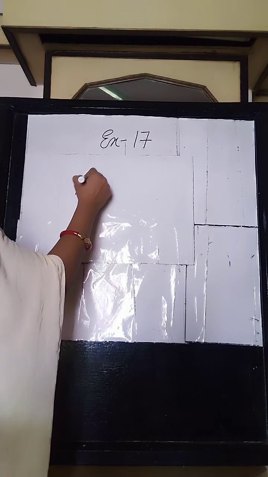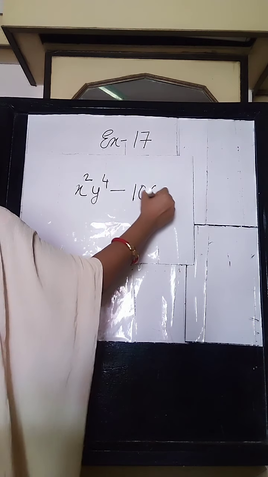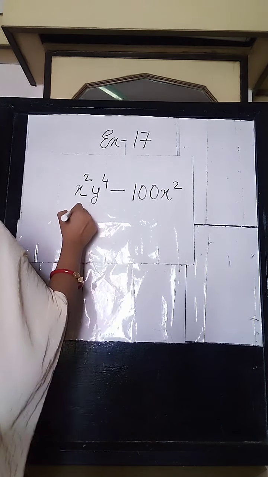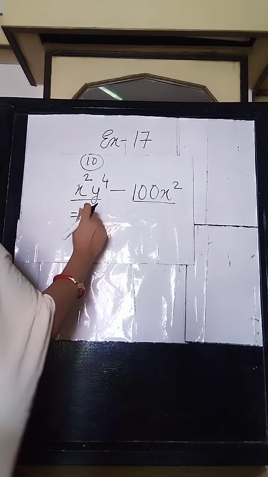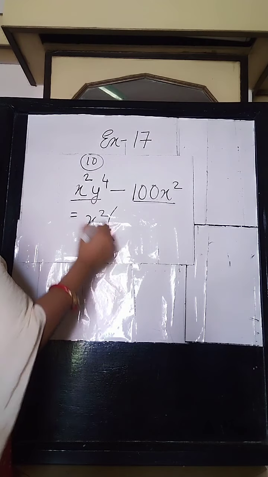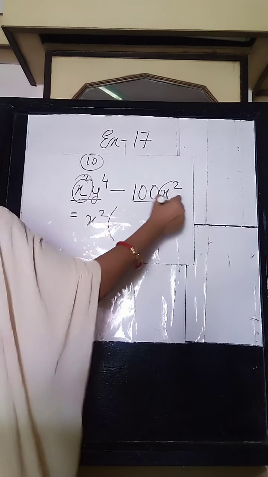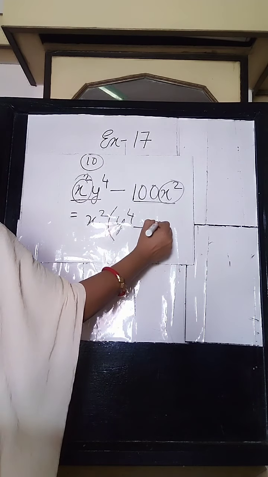In sum number 10 it is given x square y to the power 4 minus 100x square. See, from these two expressions, this is sum number 10 that we are solving. We can take x square as common factor because x square is present at both places. Remaining will be y to the power 4 minus 100.